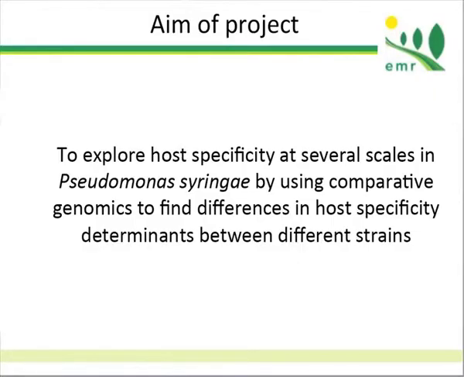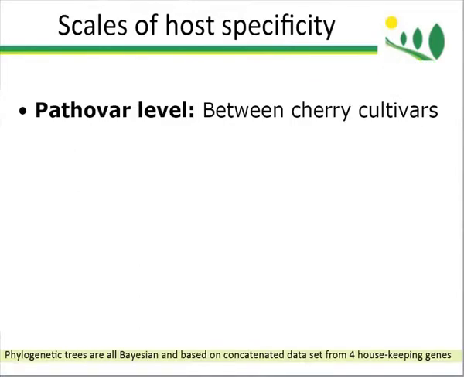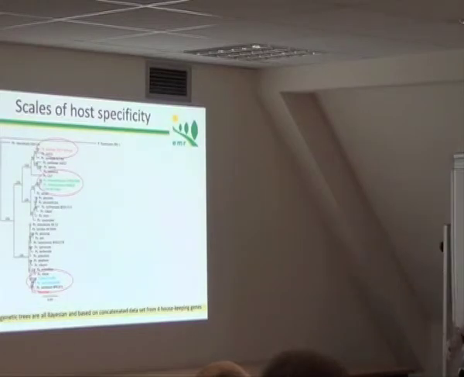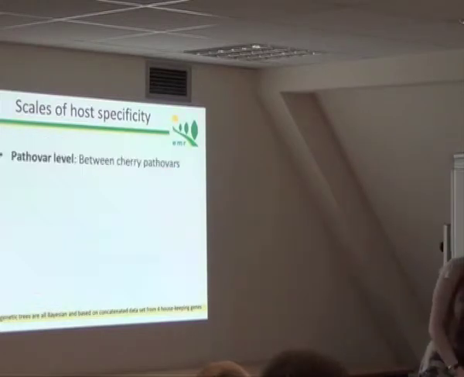So the aim of my project is to explore host specificity at several levels. To do this, I will be sequencing the genomes of several strains and using comparative genomics to try and find differences in these host specificity determinants. The scales I'm looking at: the pathovar level, which is between the different cherry pathovars seen here, and these have all convergently evolved to be able to infect, so I'll be looking for similarities in host specificity determinants.